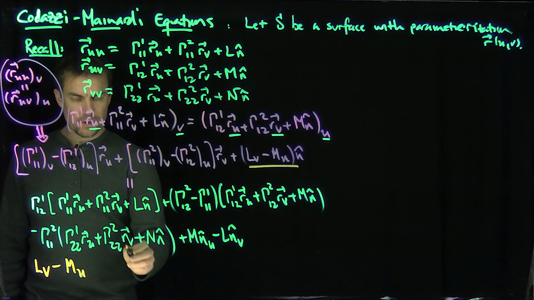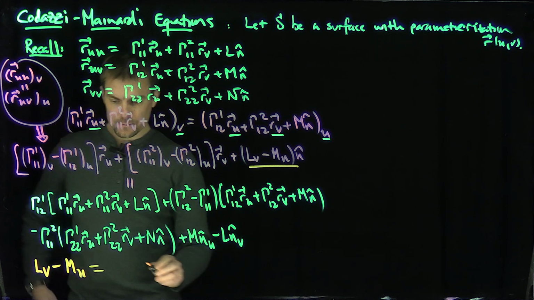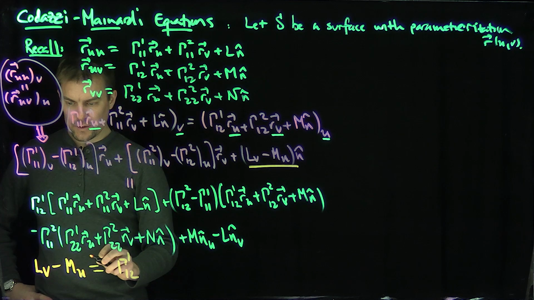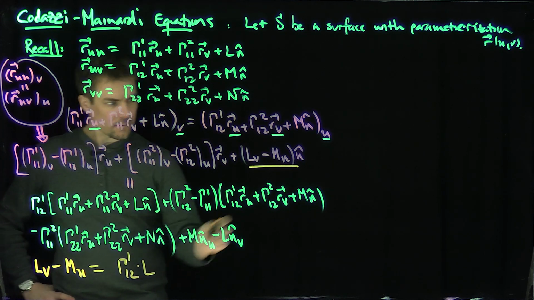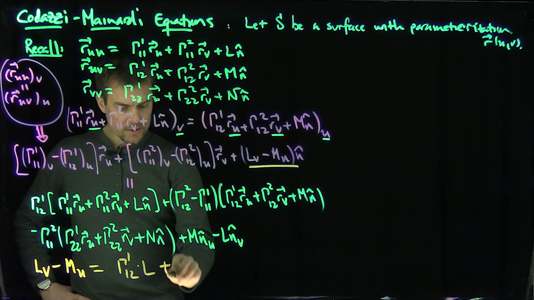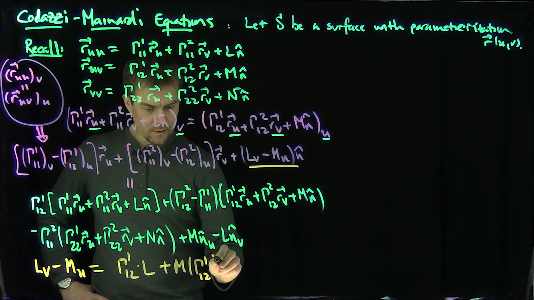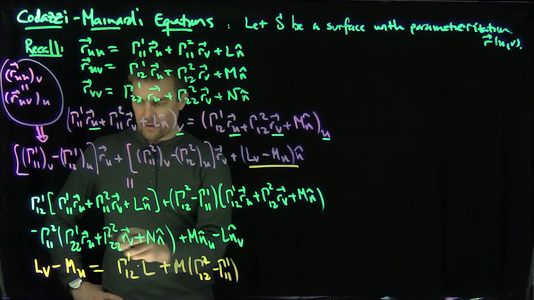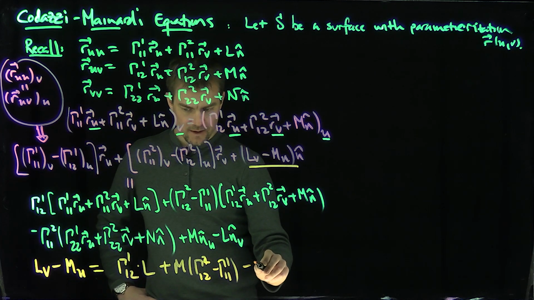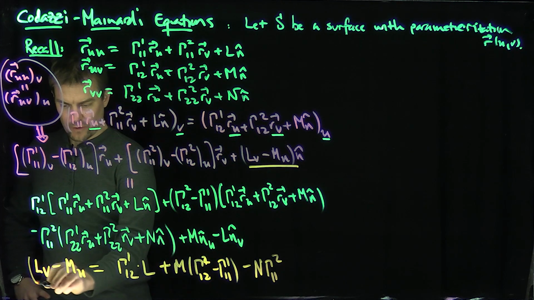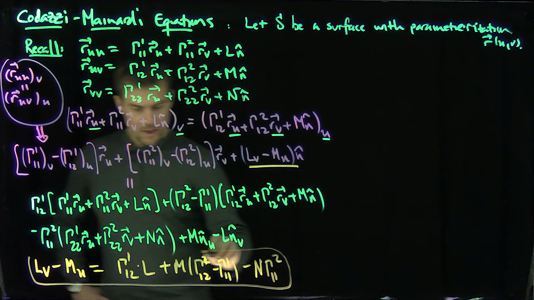And what's the coefficient of n over here? It's going to be equal to an L, so it's going to be a gamma 1,1 2 times L. And then over here, we're going to have a plus M times gamma 1,2 1, 1,2 2, minus gamma 1,1 1. And then finally, this negative n gamma 1,1 2 like that. And so this equation over here is the first Codazzi-Mainardi equation.